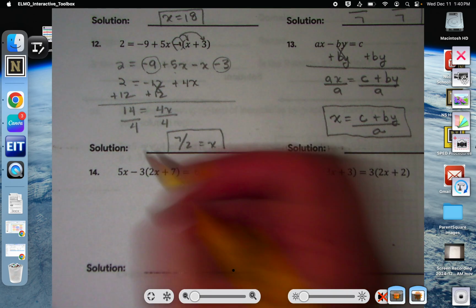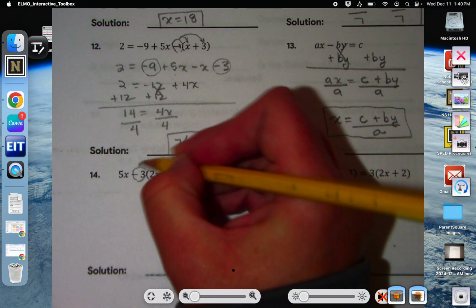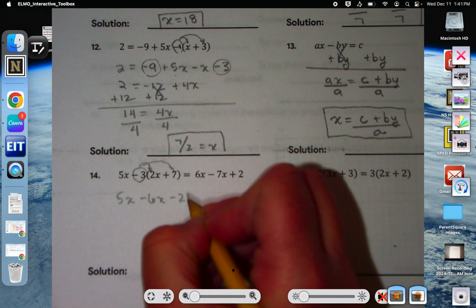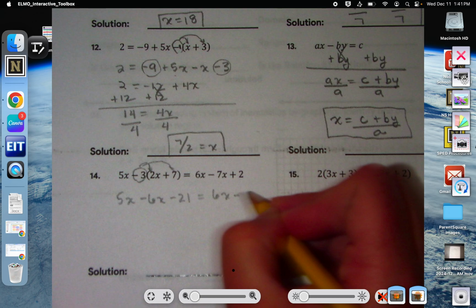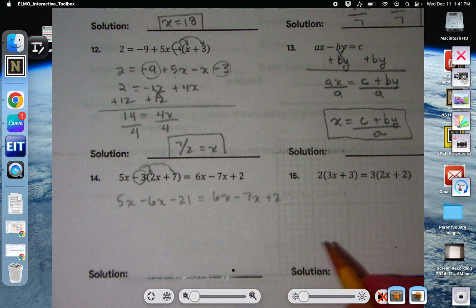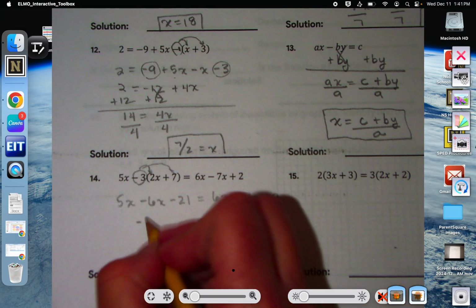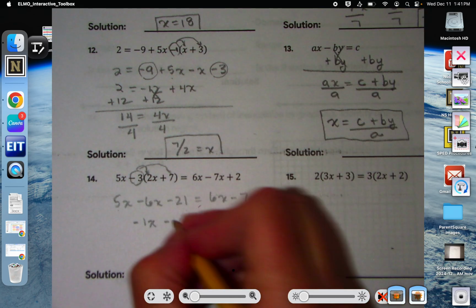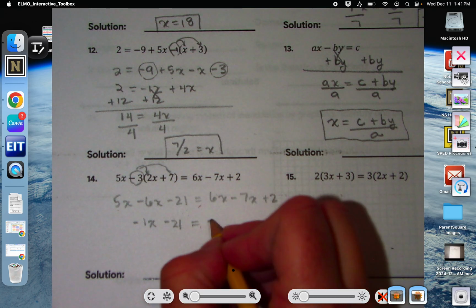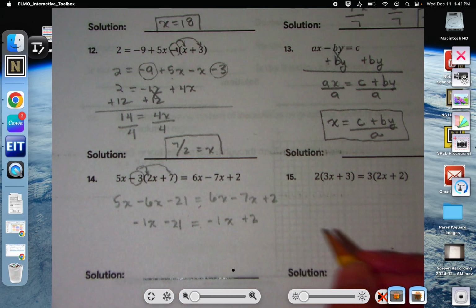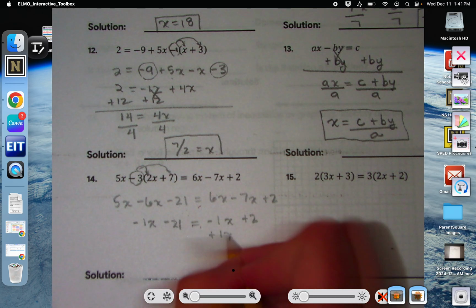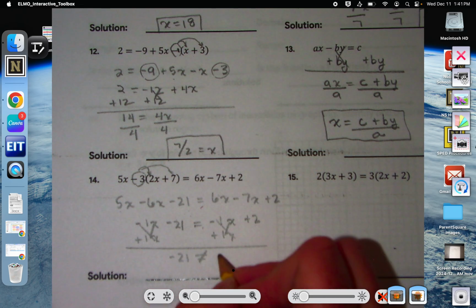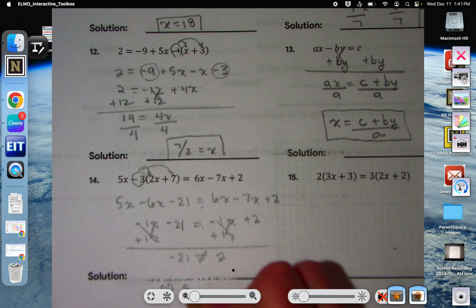Number 14, I'm going to distribute this negative 3. 5x minus 6x minus 21 equals 6x minus 7x plus 2. 5x minus 6x is negative 1x minus 21 equals 6x minus 7x, negative 1x plus 2. If I add the 1x to both sides, these are gone. Negative 21 does not equal 2, so this would be no solution.